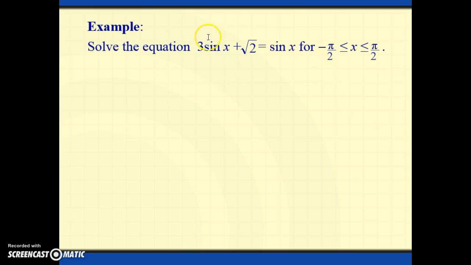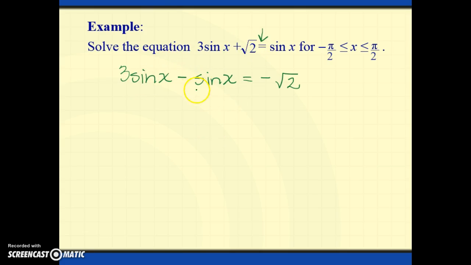If more than one trig function shows up, we need to gather like terms and solve for that trig function. Again, not difficult. I have 3 sine of x's on the left-hand side of my equal sign and one positive sine of x on the right-hand side. I'm going to gather like terms using good algebra. I put this sine of x on the left-hand side, and I'm going to put my constant value on the right-hand side, meaning I need to subtract square root of 2 from both sides.